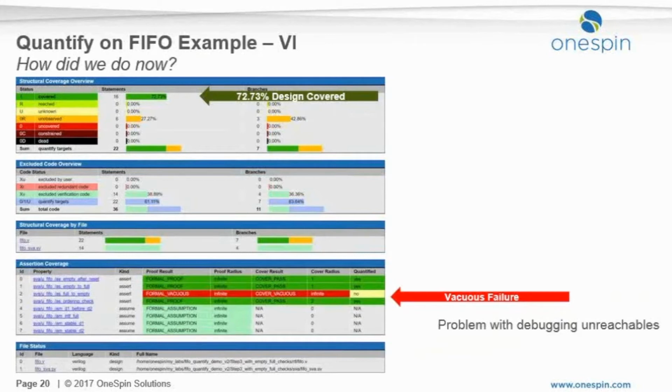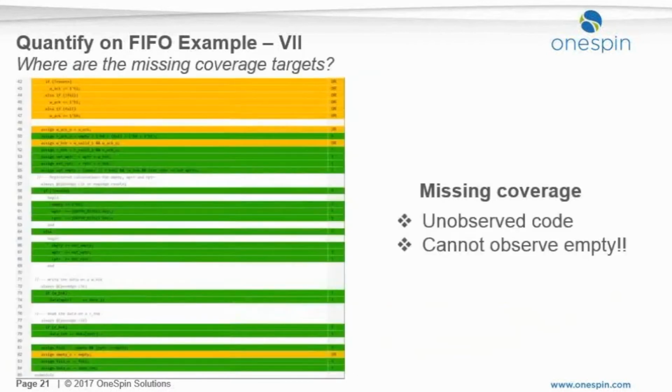The tool told me that there was missing coverage. I wrote some extra checks, and now I find a vacuous failure. So let's debug this, okay? Click this hyperlink here, and it will show you this view. Now the two lines that were not reachable before, marked in red, are now showing as unobserved. And these two lines here, and empty, are still unobserved.